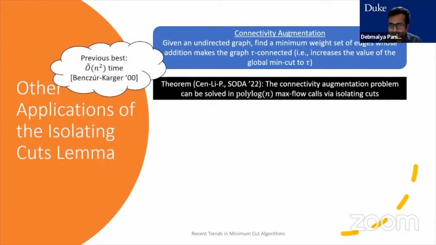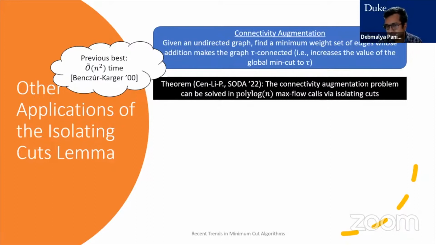Now for this, the previous best running time was due to Bengtsson and Karger and used n squared time. So they used a version of the recursive contraction algorithm of Karger-Stein to solve this problem. In a result earlier this year, we actually showed that the connectivity augmentation problem can be solved in polylog max flow calls, again via isolating cuts. One of the main components of this algorithm is isolating cuts, although there are a few other components that also go into this algorithm.